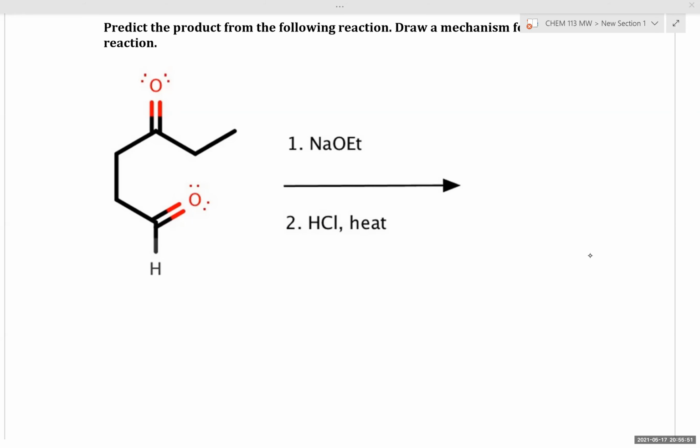Let me read the chat. Can I draw the hydrogens? Sure. Did that help?